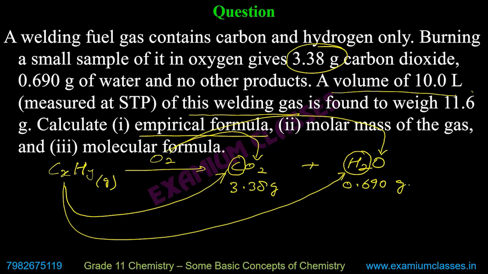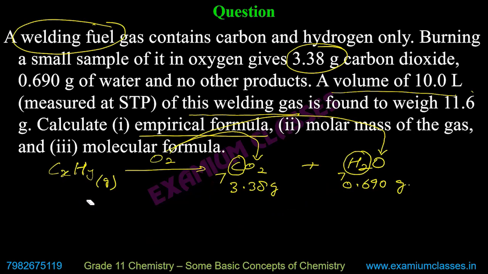So carbon and hydrogen will essentially be from the hydrocarbon, and oxygen will come from the atmosphere in CO2 and H2O. The welding fuel gas contains carbon and hydrogen only. It means this is a hydrocarbon. So it makes our job easier.